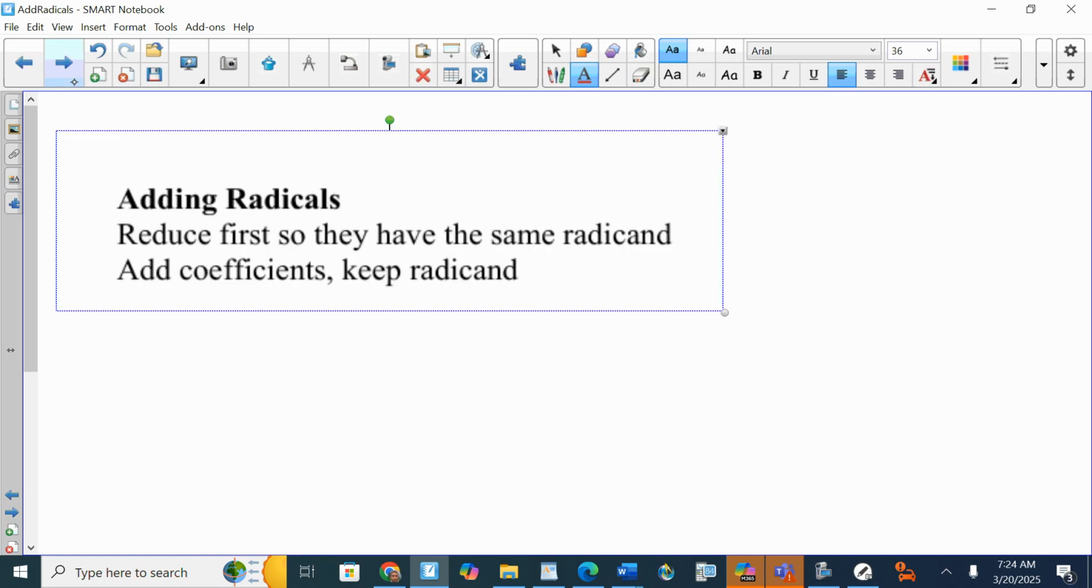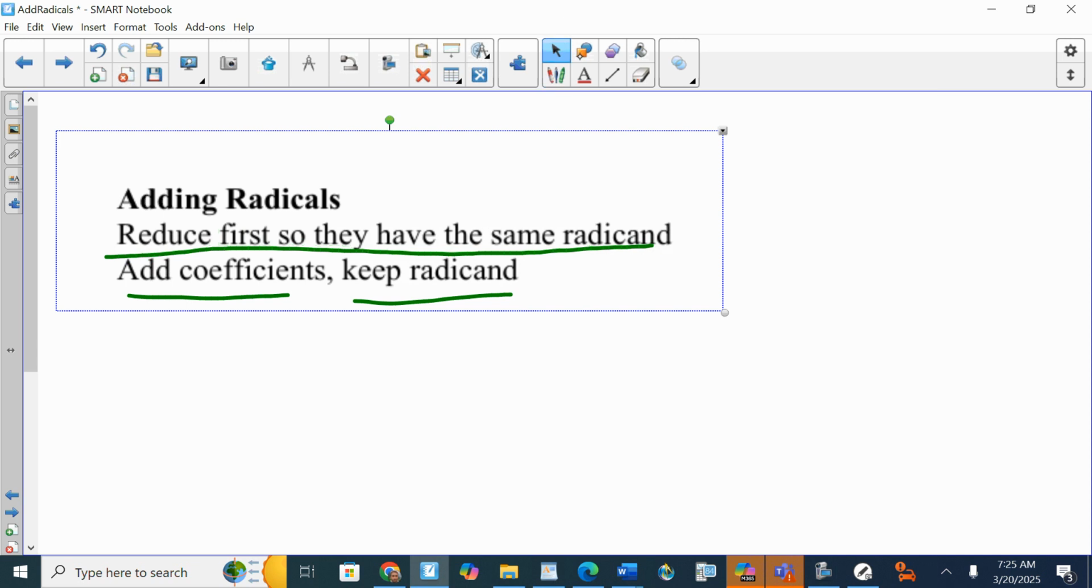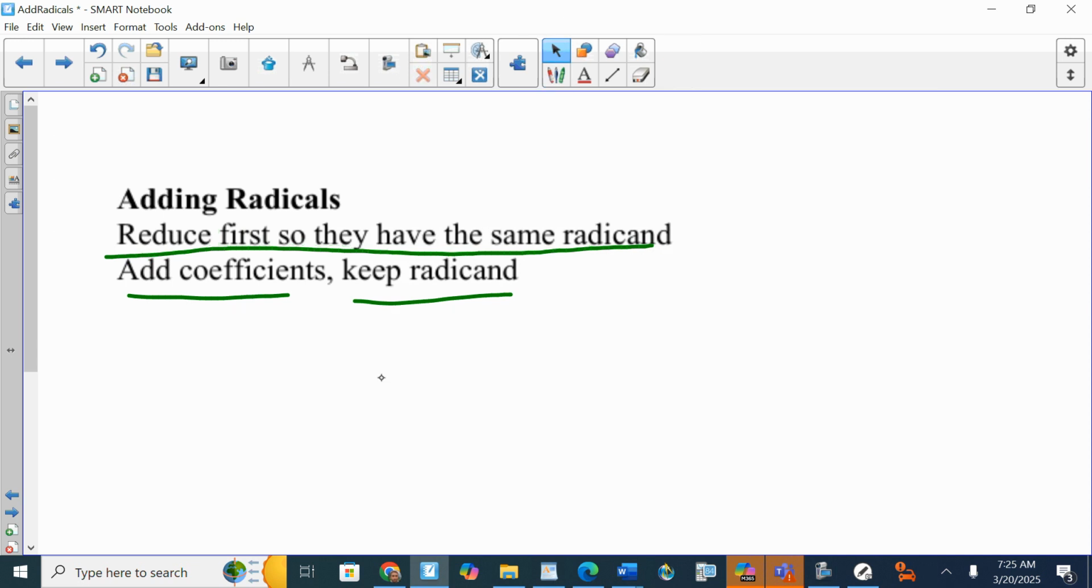Basically, whenever I'm adding radicals, I want to reduce first so that they have the same radicands. Then I add my coefficients. I keep my radicand. Radicand meaning the number inside the radical. If they don't have the same number inside the radical, then we can't add them.